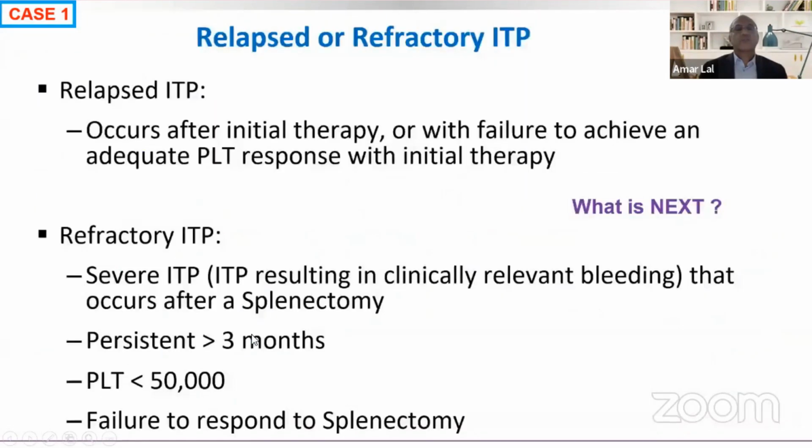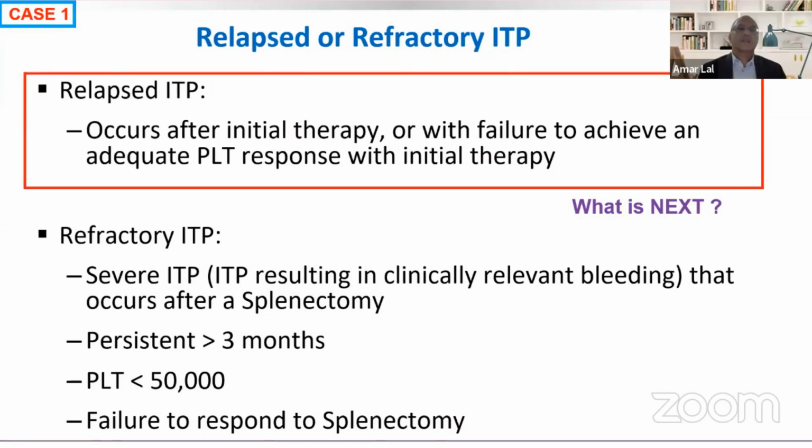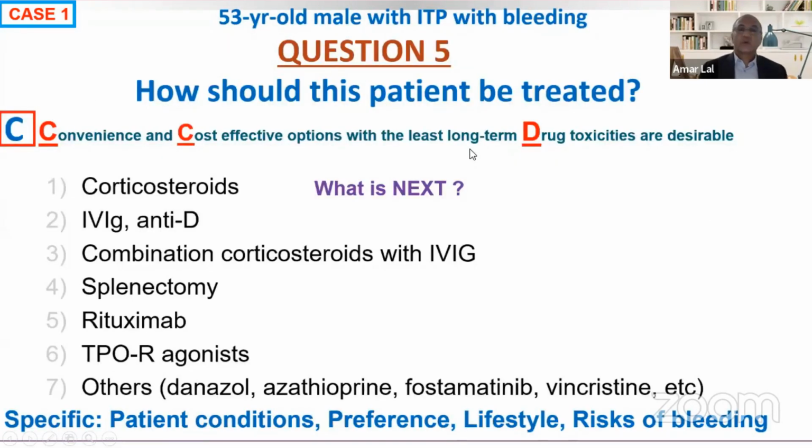Now the question is, what is this? We label this patient as relapsed or refractory disease. I would label this patient as relapsed ITP. Why? Because there was an initial response, and again he relapsed. So that's why I label this patient as relapsed disease. Now, the next question, as David Cuttrell mentioned, the important thing is the subsequent treatment.